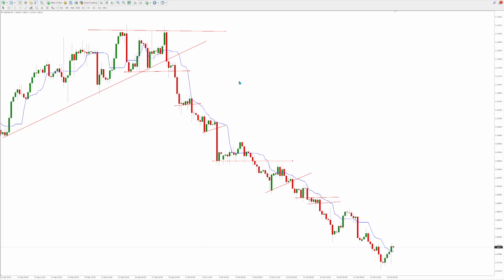Okay, so just time your entry. Don't be lazy. Draw your lines, support and resistance, trend lines, and the median price can be a good way to find the pullback for entry. Obviously, keep an eye on candlestick patterns as well for additional confirmation. I've got lots of videos on various candlestick patterns that are always good to be aware of.